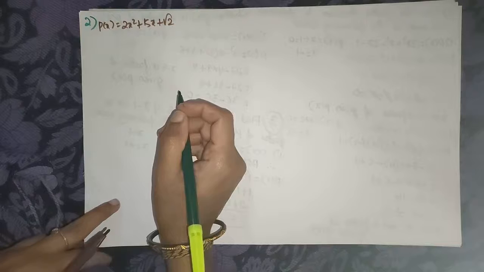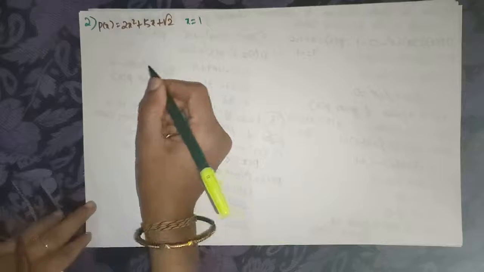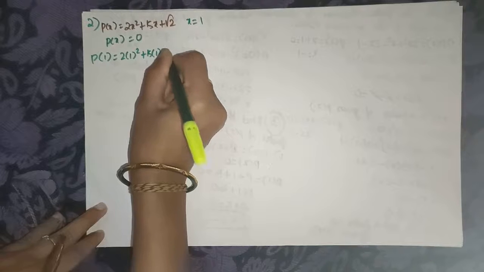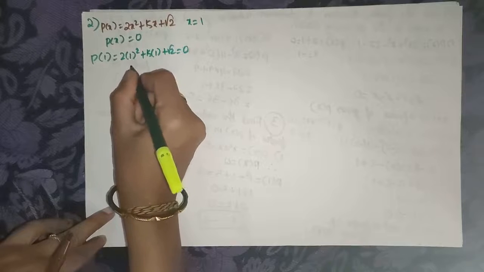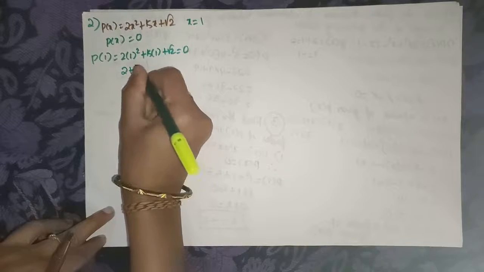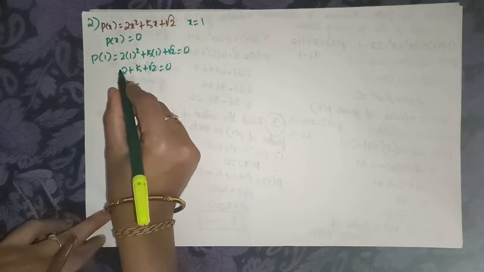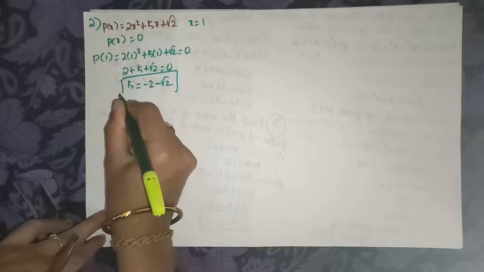So here, second question, here also we need to substitute x is 1. So here also p of x is 0. Then p of 1 equals 1 square plus k times 1 plus root 2 equals 0. 1 square is 1, 1 times 2 is 2, plus k plus root 2 equals 0. Here k equals, sending all the numbers across, minus 2 minus root 2. This is the value of k.